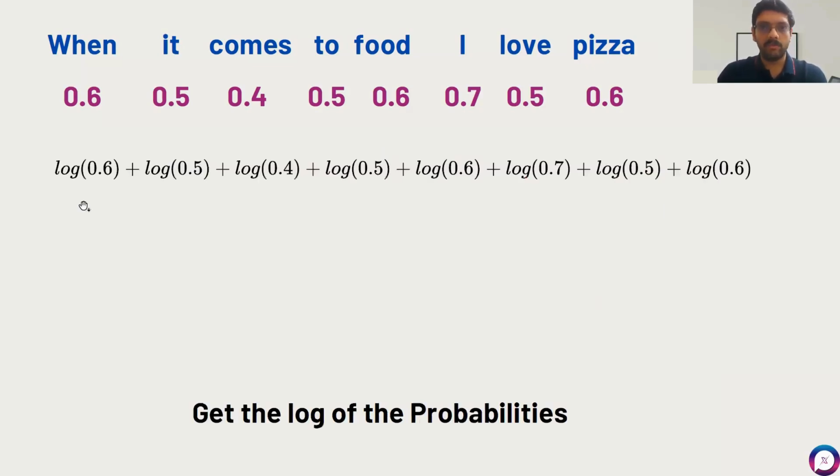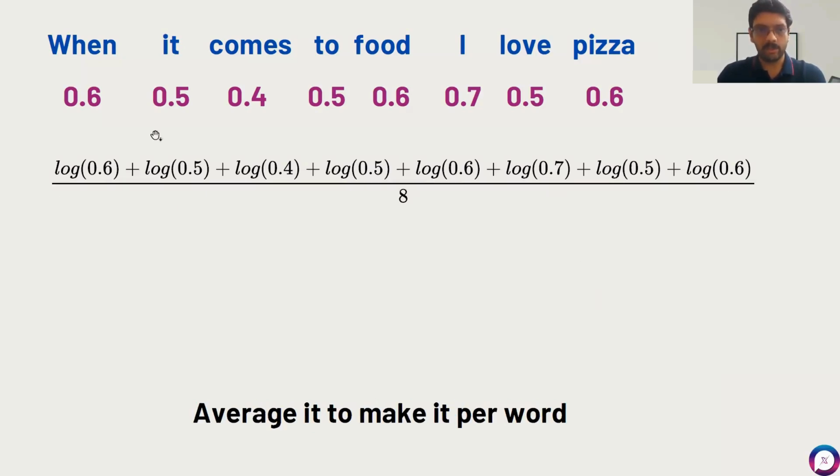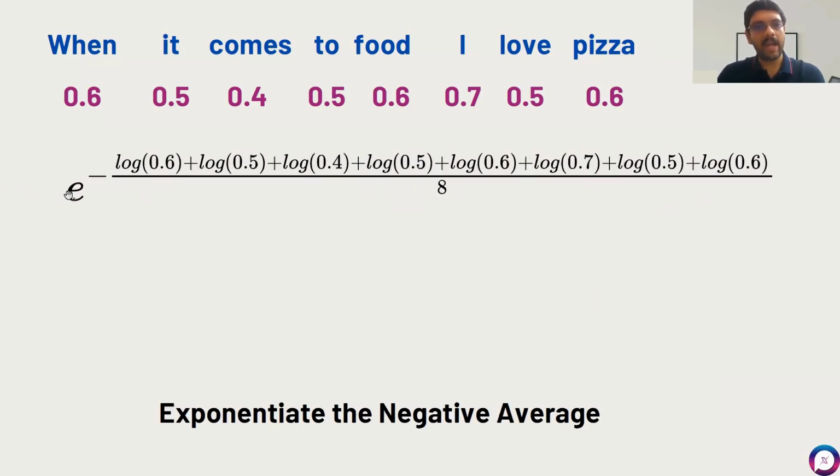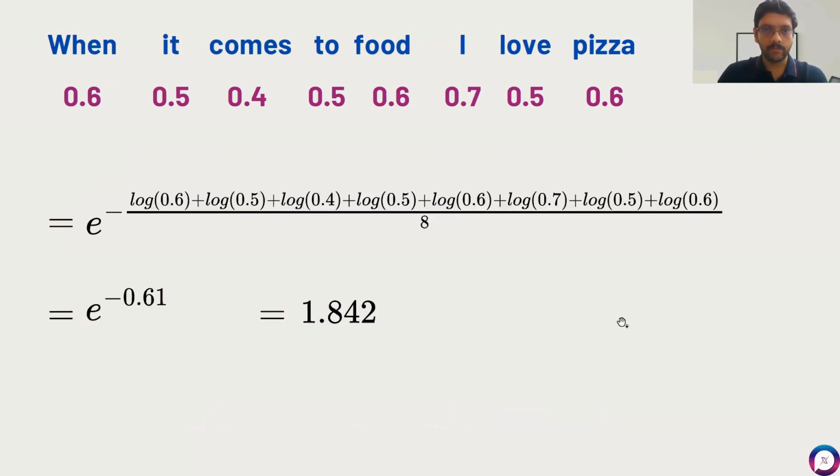We first compute the log of each of these, right? And then we average it. So you take the sum and divide by the number of tokens. And then we take the negative of that and compute the exponential of that. So we compute the exponential of the negative average log probabilities or log likelihoods. And that is our perplexity. So for this simple sentence, it would be the negative of this, which would be 1.842.